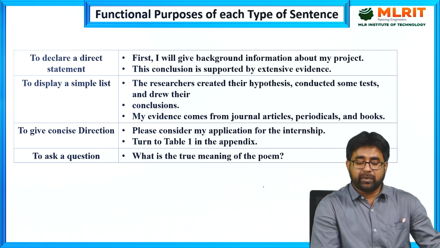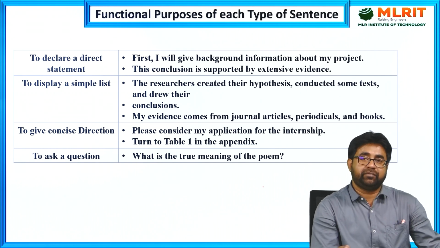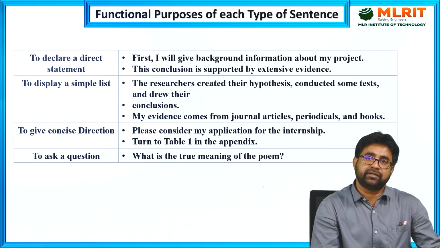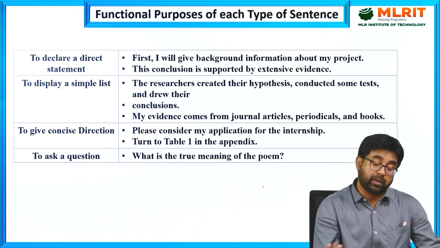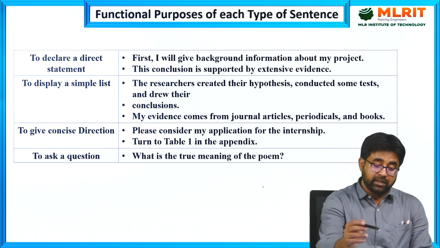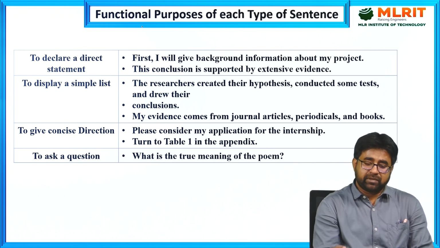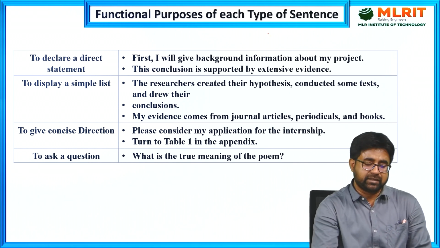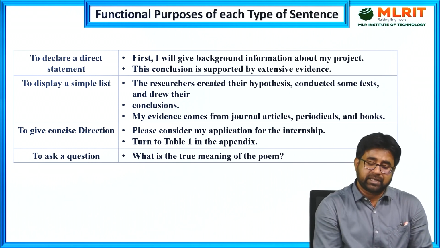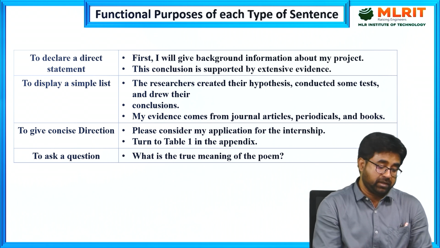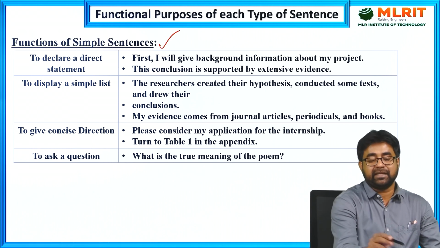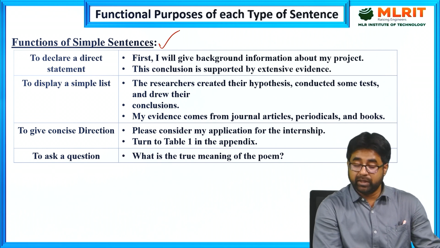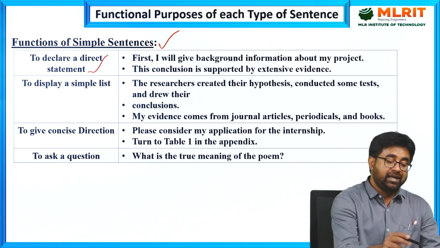Now let's see why we need these different kinds of sentences. Only simple sentences should have been enough, right? Why do we need compound, complex, all those kinds of sentences again? So let's see. That is because of the functional purpose of each type of sentence. Each of these kinds of sentences has a particular function. So for example, if you look at the functions of simple sentences, when do we use simple sentences? To declare a direct statement.